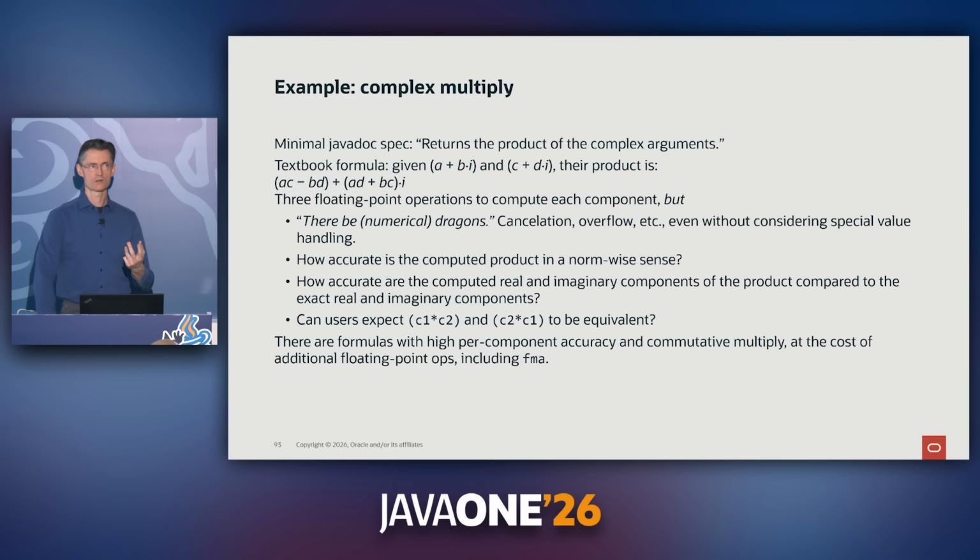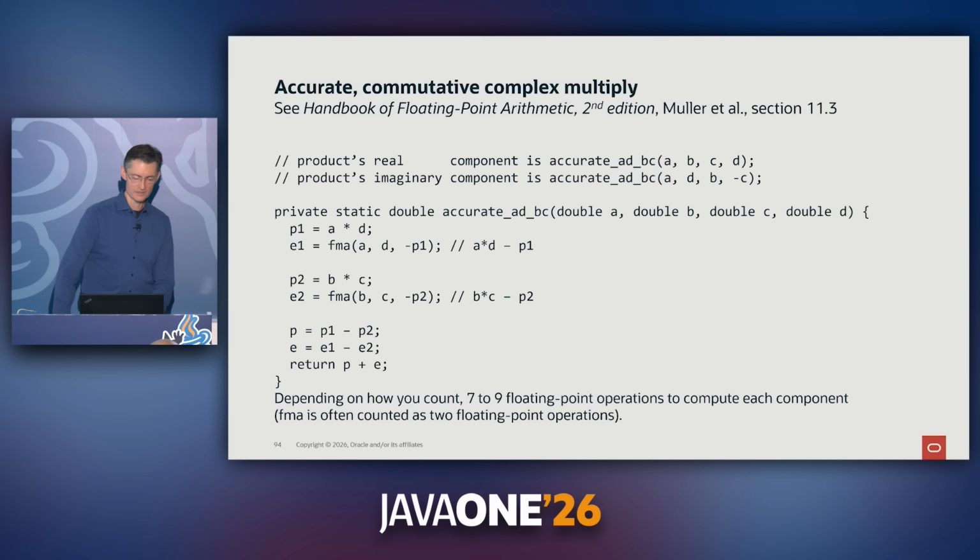If you flip the order of the operands to multiply, should you get more or less the same result? There are formulas where you do and some that you don't. The ones where you do get the same result each way cost more to compute. So is that worthwhile? Possibly. If you wanted a commutative, accurate version of complex multiply, this is what it would look like. This is one way you could do it.